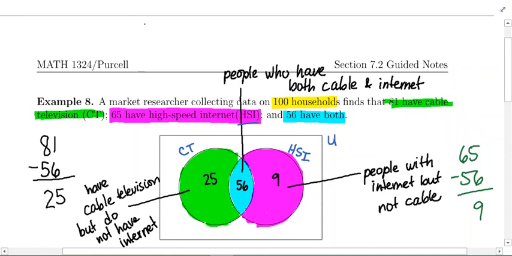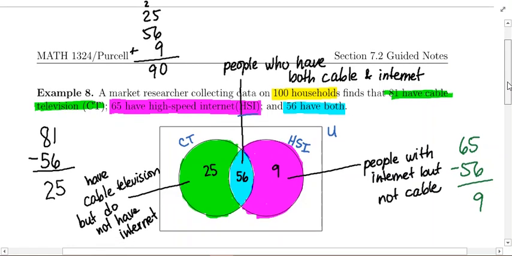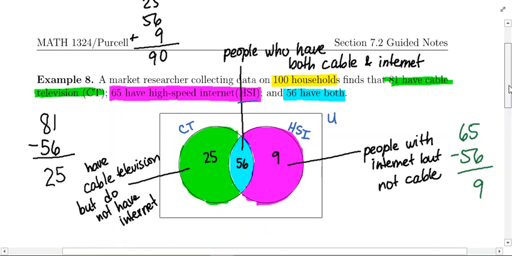So we're going to go out to the side here and add 25 plus 56 plus 9, and we're going to get a number for this. So we have 5 plus 6 is 11, plus 9 is 20. So that's going to give us 90. So 90 households have been accounted for. Those 90 households fall somewhere in the two circles. So that means there are 10 households that we haven't put in the Venn diagram.